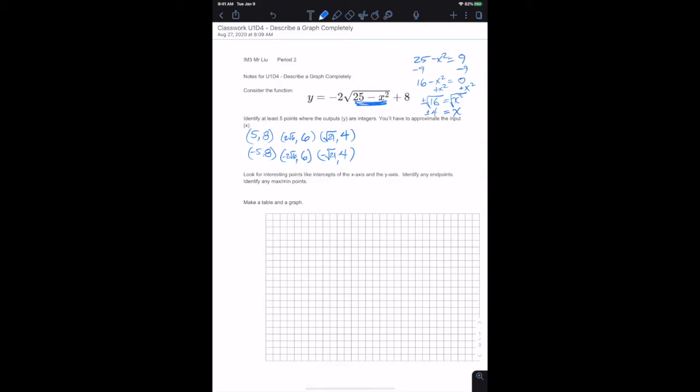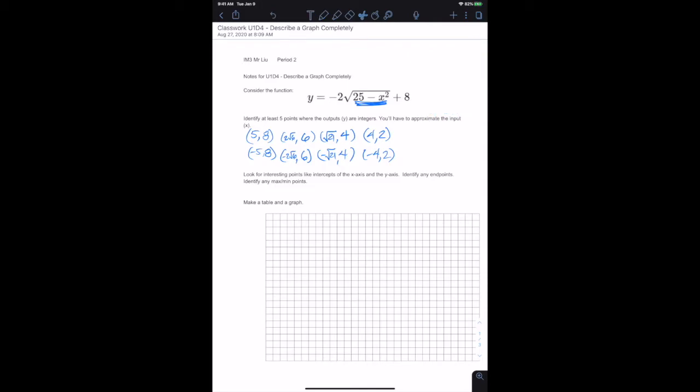So when x is 4, we've turned 25 minus x squared into 9. Square root of 9 is 3. 3 times negative 2 is negative 6. Negative 6 plus 8 is 2. So we get actually full integer coefficients here. And that's really nice. And we get negative 4 and 2. So there's 5. Let's do one more.